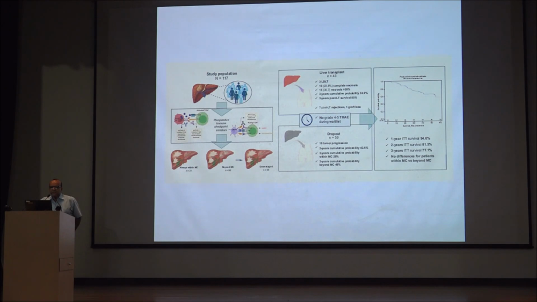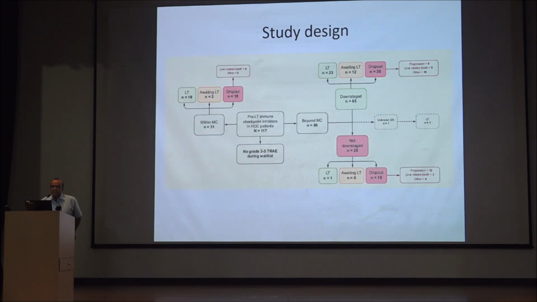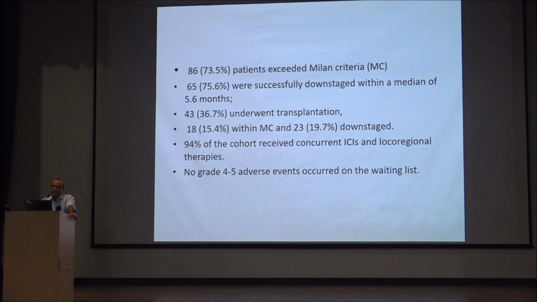This is the graphical abstract, and this is the study design. What is important is the concern from the transplant point of view: when to transplant this patient, and whether there is any additional risk to the liver graft for patients who have received immune therapy. So coming to that, in this cohort, 86 patients exceeded Milan criteria. 65 of them were successfully downstaged within a median of 5.6 months. 43 of them underwent transplantation. 18 were initially within Milan and 23 were downstaged.